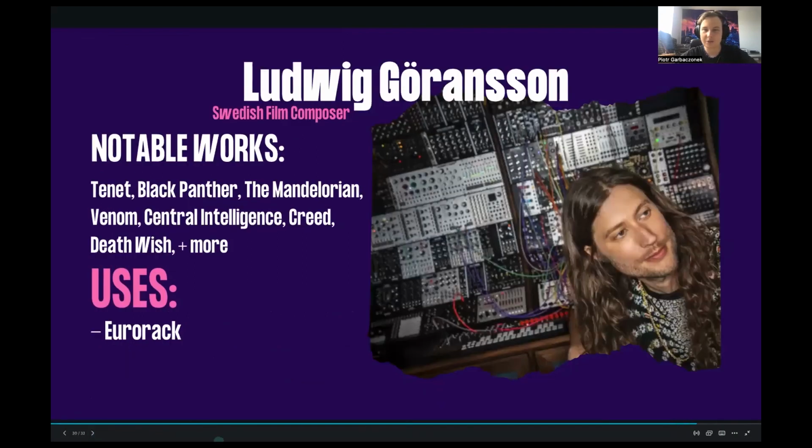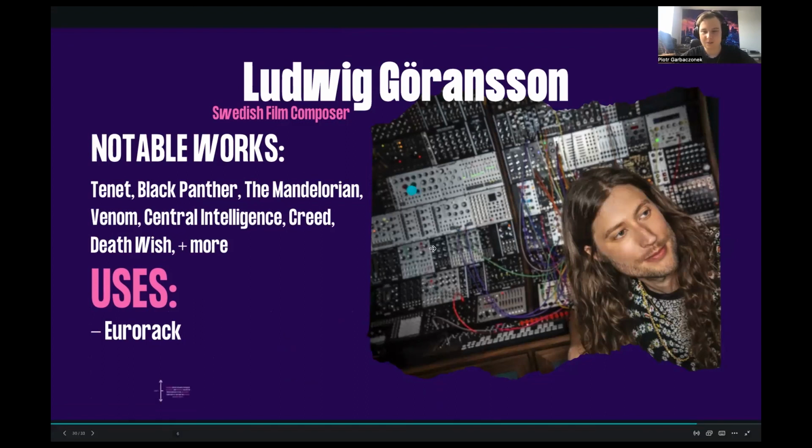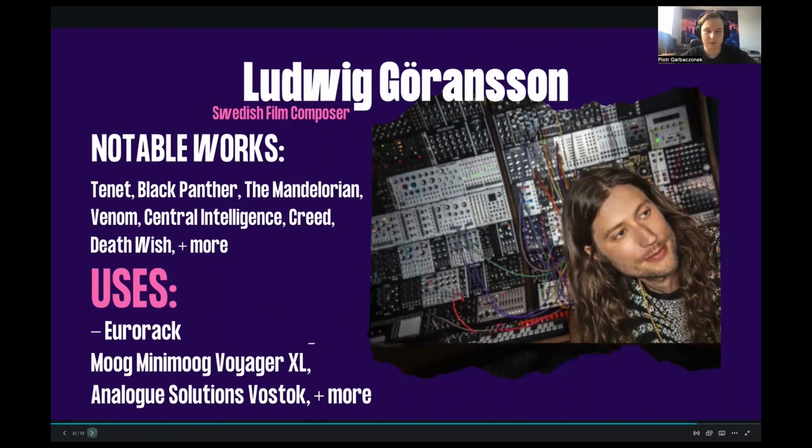Then we go into Ludwig Göransson. Ludwig Göransson is a composer. He worked on Tenet, Black Panther, Mandalorian, Venom, and all stuff like that. And he does use Eurorack, among other things. But so yeah, that's him with his Eurorack behind him.